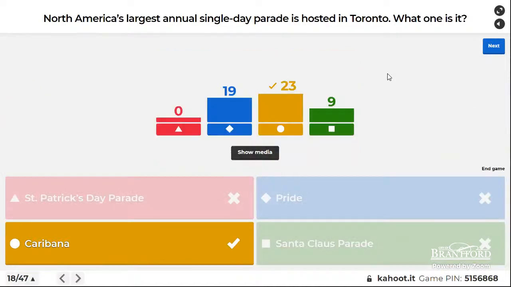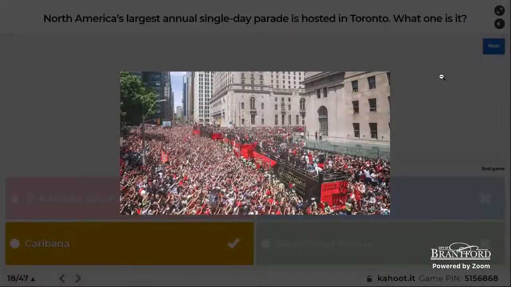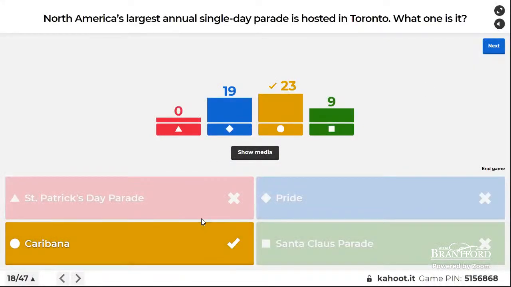Yep, so most of you actually did get that one correct. It is Caravana. The image shown before was actually of the Toronto Raptors victory parade through downtown Toronto, but Caravana is the single largest annual parade. And hopefully with COVID getting a bit more under control in future years, we'll see a return of these great events. We can visit them once again.